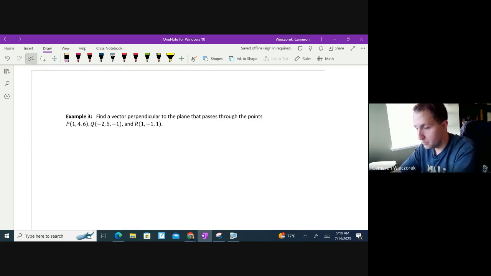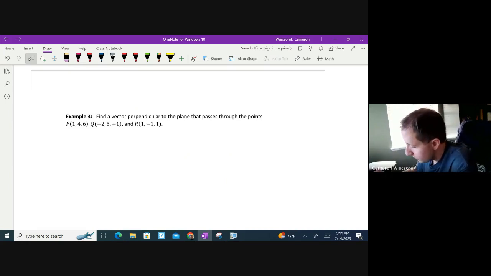Okay, so let's do an example. Find a vector perpendicular to the plane that passes through the points P, Q, and R. Well, anytime they're asking me for a vector that is perpendicular, I get an idea that I'm probably going to be interested in a cross product. But I need some vectors in order to do that. If I have 3 points, I'm not going to necessarily put them on the coordinate plane right now. I'm just going to put them over here. I have 3 random points.